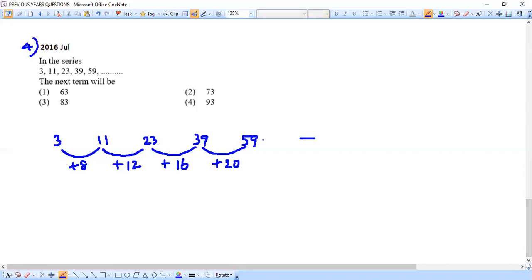Correct? Yeah. And what next will come? That we need to find. See whether we are able to follow any pattern here. See the numbers carefully. Plus 8, plus 12, plus 16, plus 20. I think the pattern is very clear to us. It's very easy for us to observe, is it or not?